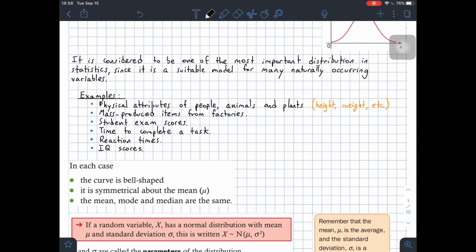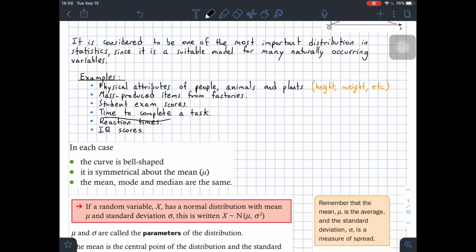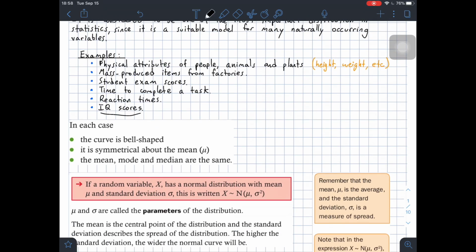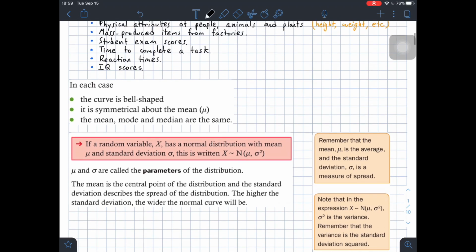Then student exam scores are also normally distributed. Generally, people tend to score in the average values, and very few people have very good scores and few people have very bad scores, right? Then time to complete a task is also a normal distribution. Reaction times are also a normal distribution. This is a very good topic for a math project, for example. And also IQ scores. These are just some examples of how a normal distribution can be presented.